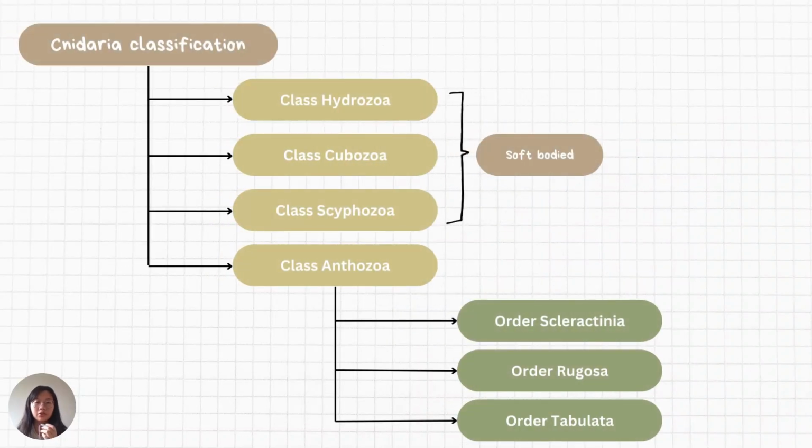So just a little go through, Cnidaria phylum have different main classes. The first three classes, which are Hydrozoa, Cubozoa, and Scyphozoa, are soft body living species. So looking into the hard body, which is class Anthozoa, it has three different orders again, which are Scleractinia, rugosa, and tabulata.